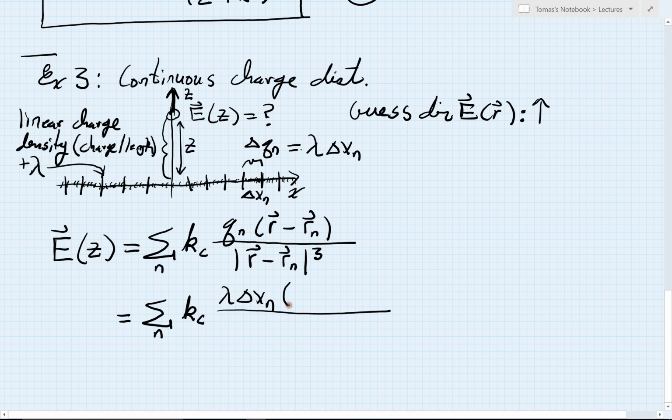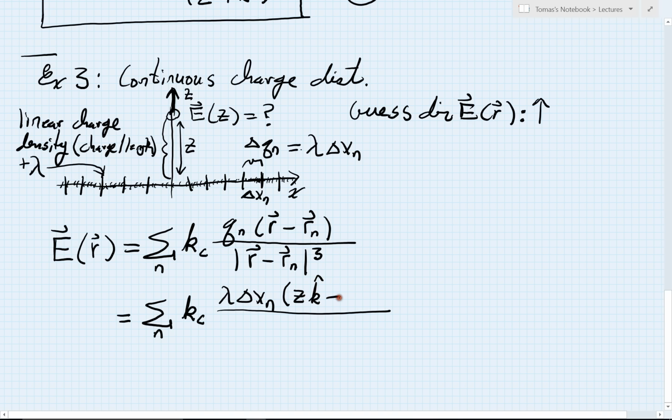Now I open up my parentheses, as I usually do. The first vector here represents the location where I am calculating the electric field. So this is the general formula, electric field at R. And that location is a distance z up in the k-hat direction from the origin, just like we had before. This then is z times k-hat.